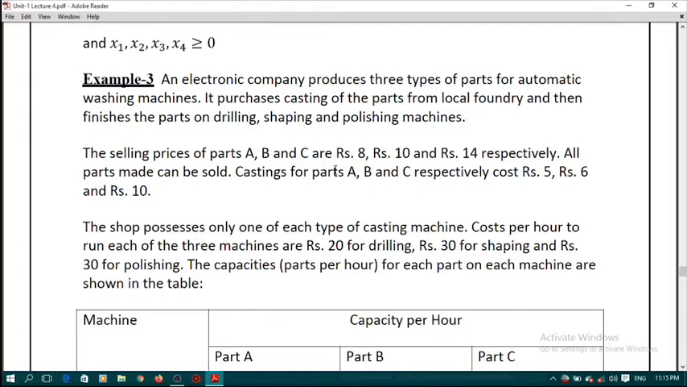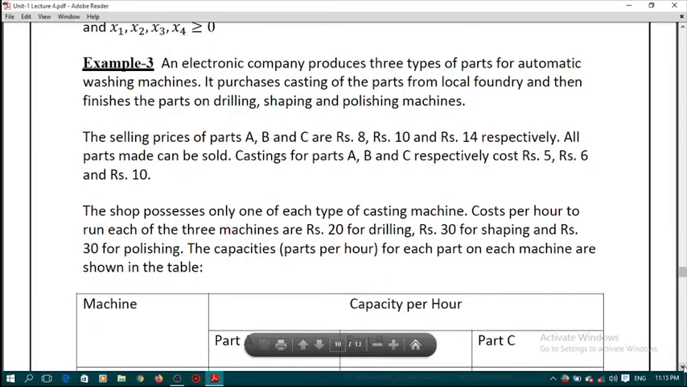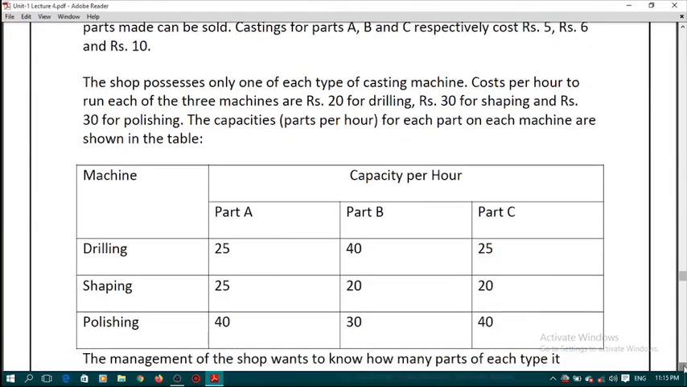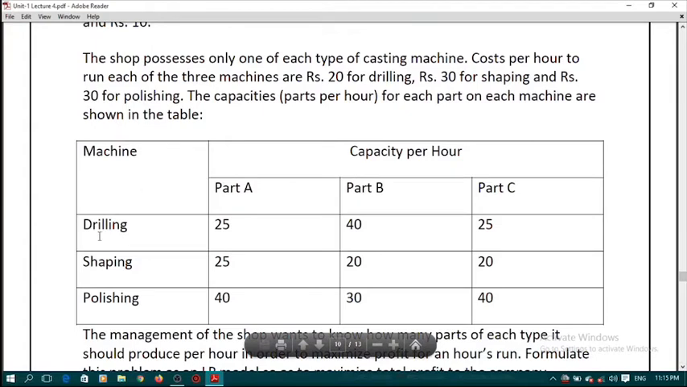The shop possesses only one of each type of machine. The cost per hour to run each of the 3 machines is rupees 20 for drilling, rupees 30 for shaping and rupees 30 for polishing. The capacity in parts per hour for each part on each machine is shown in the table. So that information is mentioned here: machine, drilling, shaping and polishing.